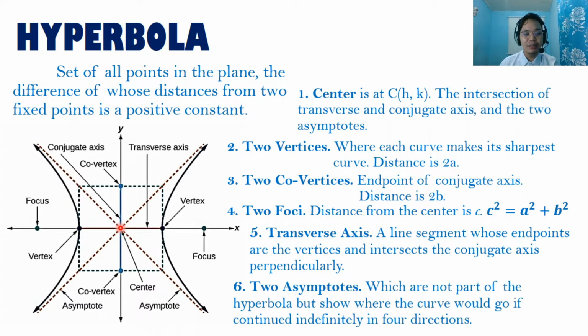The last part is the asymptotes. So, as we all know, ang asymptote and a curve, they are moving closer and closer but they will never meet. So in this hyperbola, the two asymptotes are not part of the hyperbola but show where the curve would go if continued indefinitely in four directions. So here is our positive slope asymptote and the negative slope asymptote.